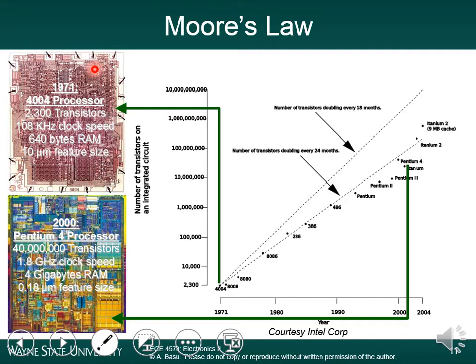Now, just by the 2000s, the size of the transistor had shrunk down to, as you can see here, 0.18 microns, 200 times smaller than what it was in the 1970s. There's two things that happen when you shrink down the size of a transistor.